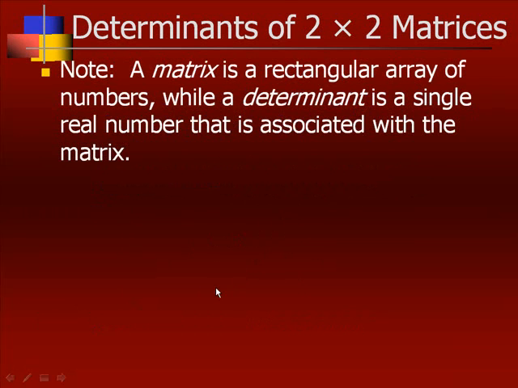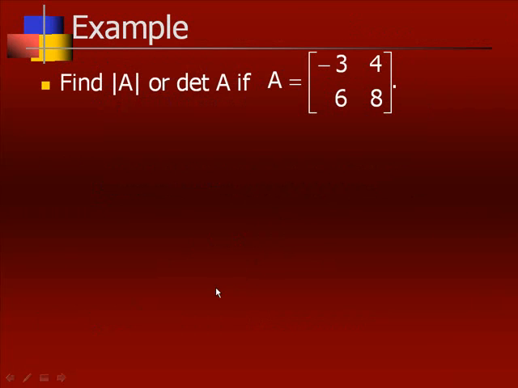Note, a matrix is a rectangular array of numbers, while a determinant is a single real number that is associated with that matrix. Find the determinant of A if A is equal to row 1: -3, 4; row 2: 6, 8. Well, the definition for a 2 by 2 matrix says you start up here and do -3 times 8, minus, and then you start in this corner, 4 times 6, which would be -24 minus 24, which is -48.